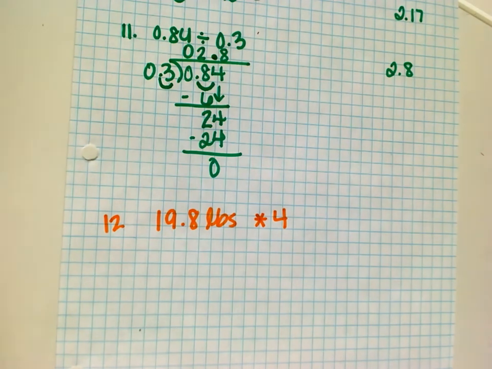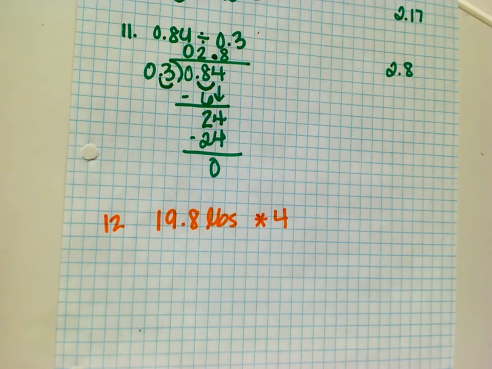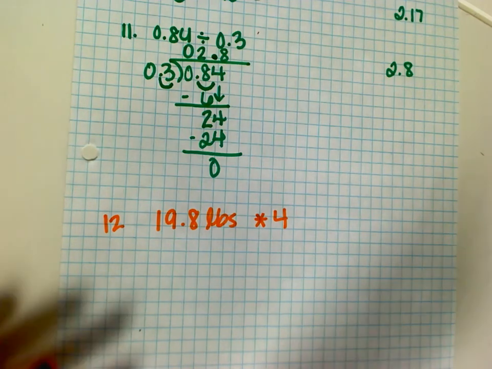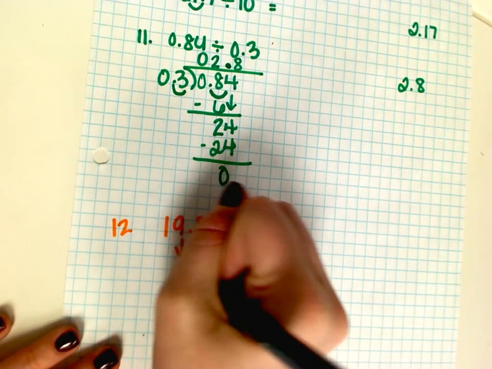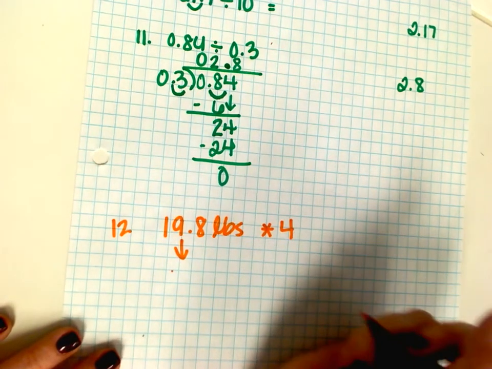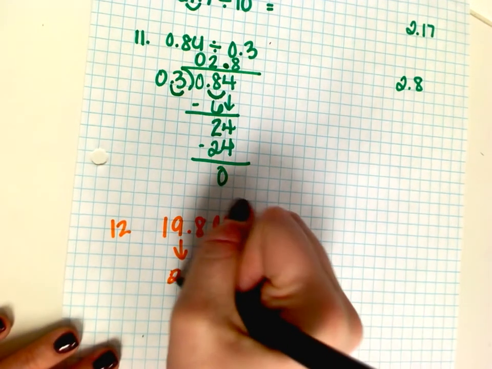Which number am I going to change here? What number should I estimate to make it easier to work with? Renald, which one would you estimate? Very good. And you would make it? 19. What's closest? 20. 20. Good.